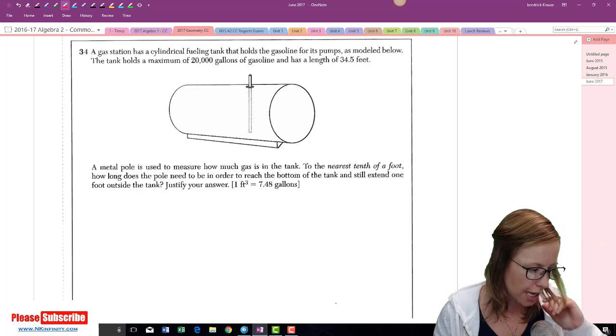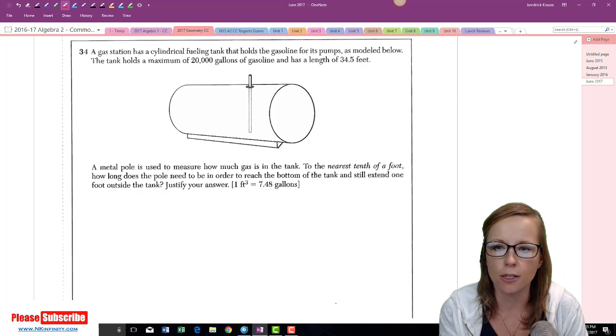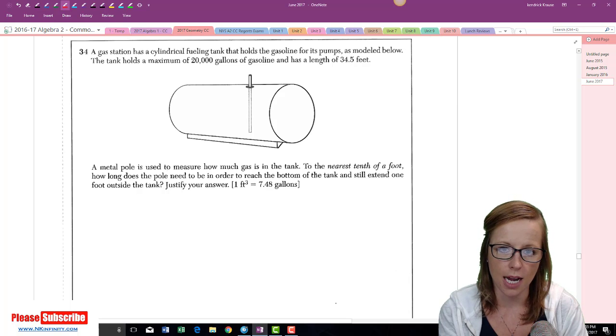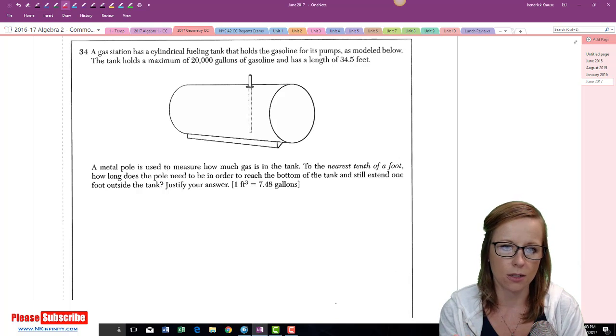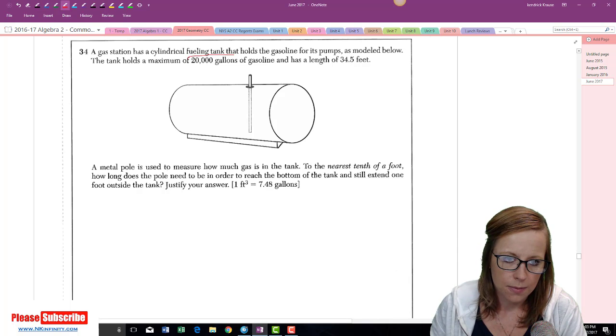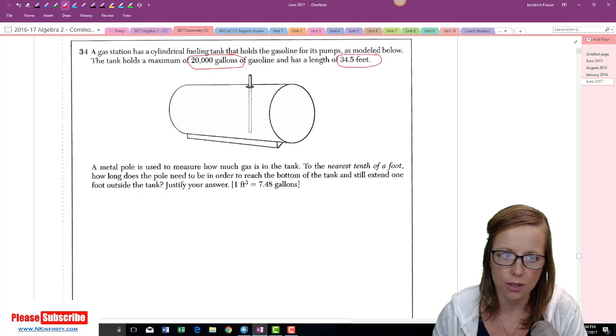A gas station has a cylindrical fueling tank that holds gasoline for its pumps as modeled below. The tank holds a maximum of 20,000 gallons of gasoline and has a length of 34.5 feet. You can tell it's a cylinder. You got that. No big deal. They're mentioning gallons here, and they're mentioning feet here. And so there's going to be some kind of conversion, you can tell.